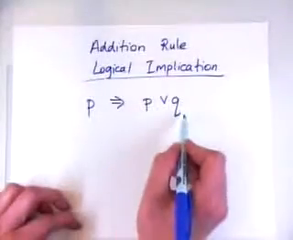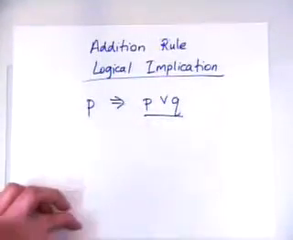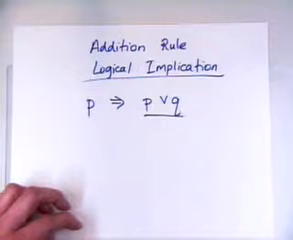Actually, it's going to be true whenever P is true. But just because P or Q is true doesn't mean that P is true, because this statement may be true because Q is true and not because P is true.